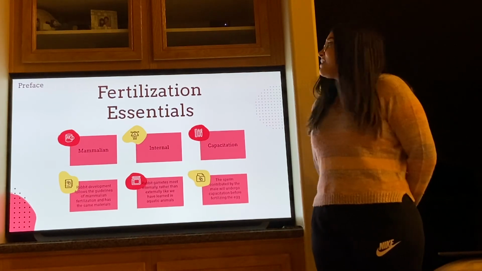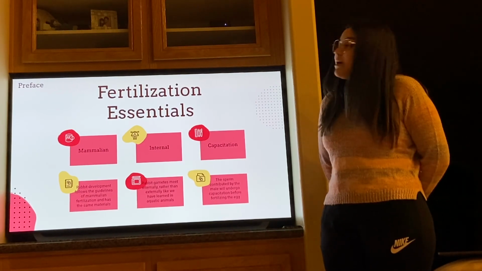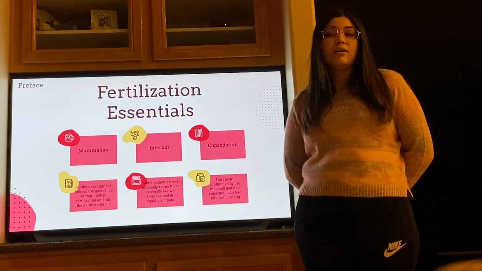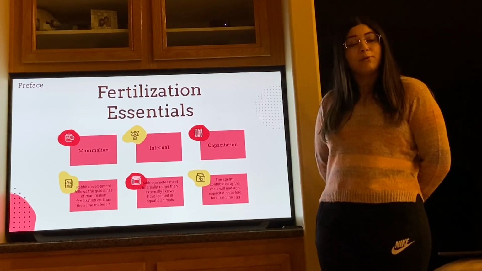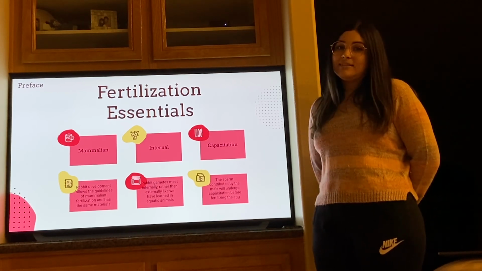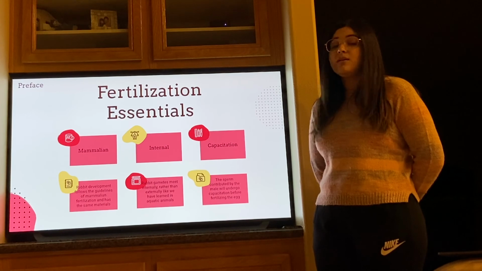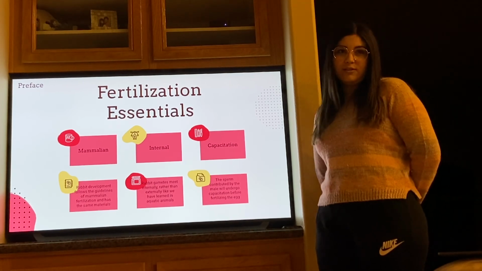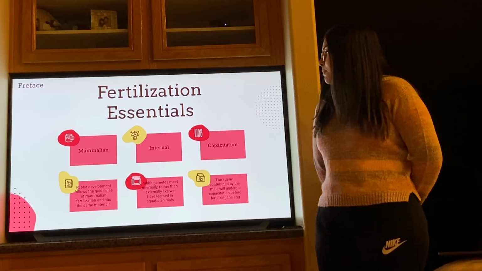Here's some essentials for the fertilization. First of all, we have mammalian. So the fertilization of rabbits is a mammalian fertilization. Rabbits are mammals, so I would assume so. And so rabbit development does follow the guidelines of all mammalian fertilization, including specific parts that do appear in mammalian fertilization rather than aquatic animals.